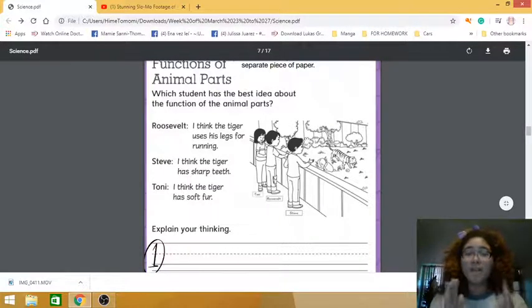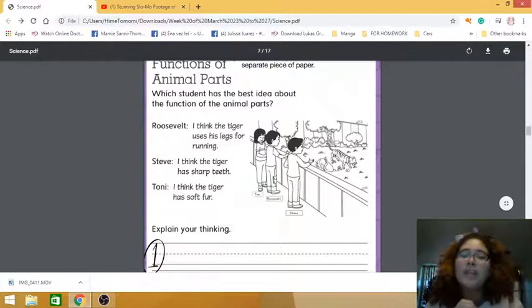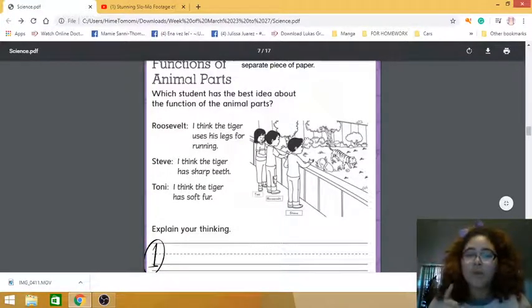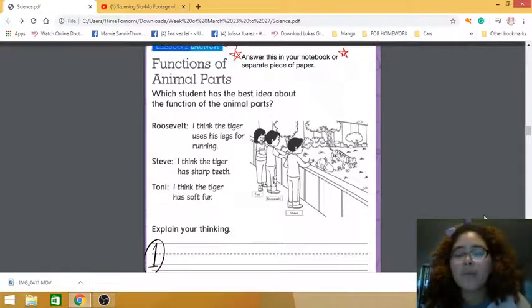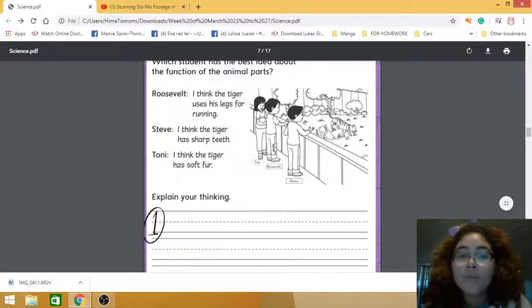Now, function means, what is it used for? So all of them are telling us a little bit about a part of the tiger, but which one of them is actually telling us about how it is being used? So choose one of the three, whether it's Roosevelt's thinking, Steve's thinking, or Tony's thinking, and then explain to me why you chose it, okay? And remember, if you don't have this printed out, you can just edit it, or you can write it in your notebook, okay?